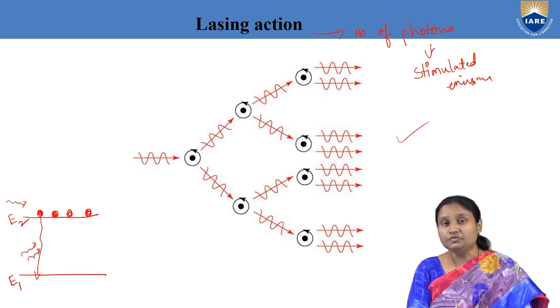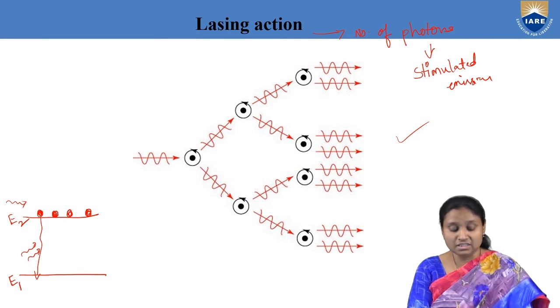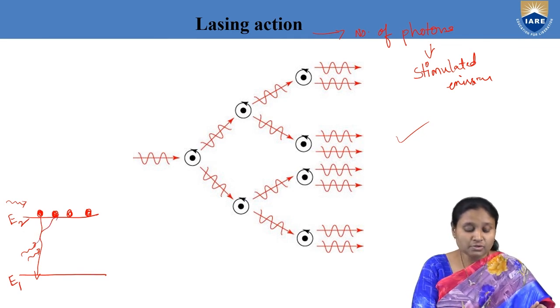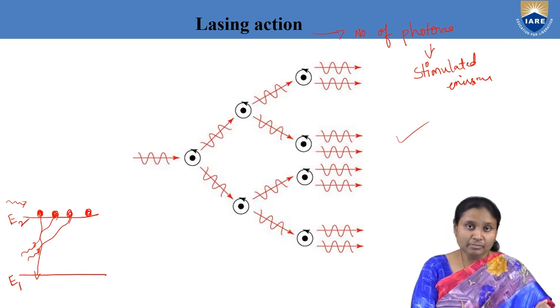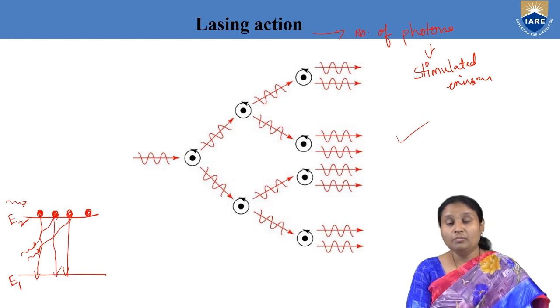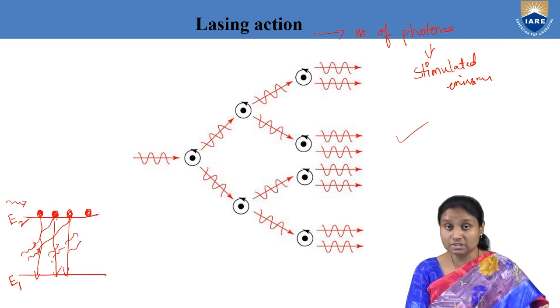Now again, what will these 2 photons do? They'll act as stimulus energy, and they'll go and collide with 2 more excited atoms which are present in E2, and they'll make these 2 excited atoms come down because of stimulated emission. And then how many photons are emitted? Here I have 2 photons and here I have 2 more photons. So a total of 4 photons are emitted.